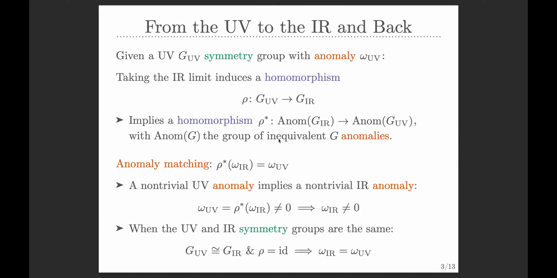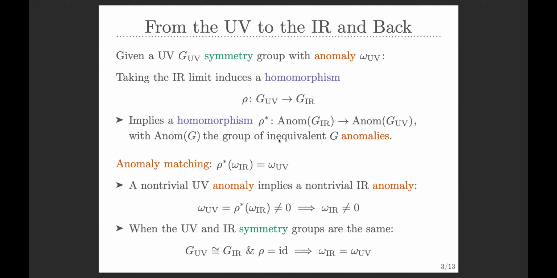Given this pullback homomorphism, rho star, you can state what anomaly matching is, which is a requirement for the IR limit to be consistent. What anomaly matching says is that if I take my IR anomaly and pull it back to the UV, that better be the same thing as the UV anomaly. Okay. And there are two things I think everyone in this room is familiar with that come from this. The first is that if I have some non-trivial UV anomaly, it has to imply that there's some non-trivial IR anomaly.